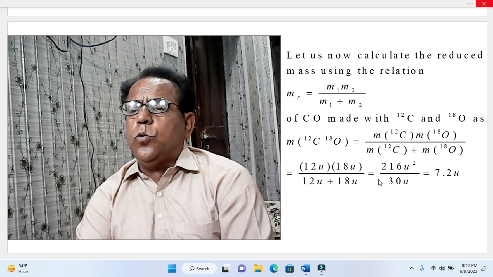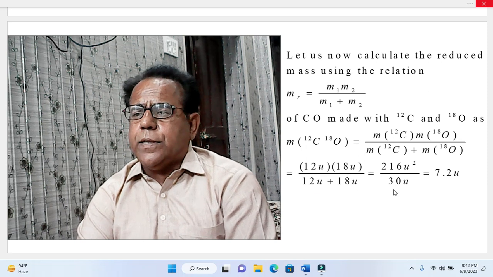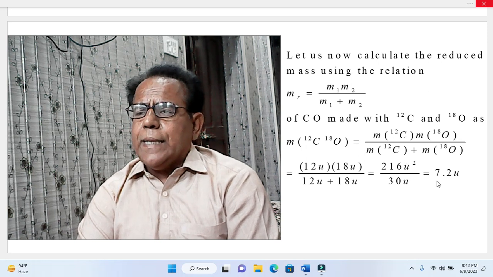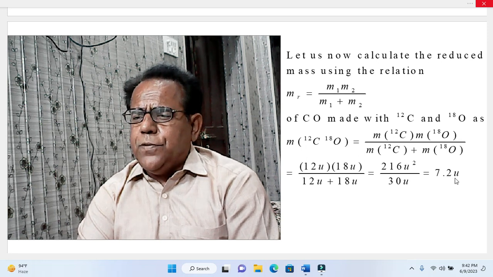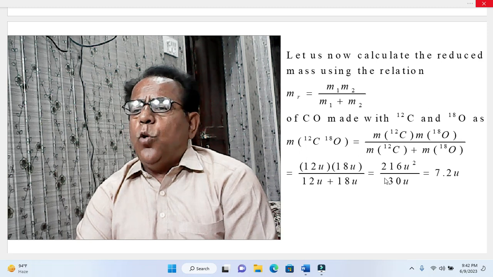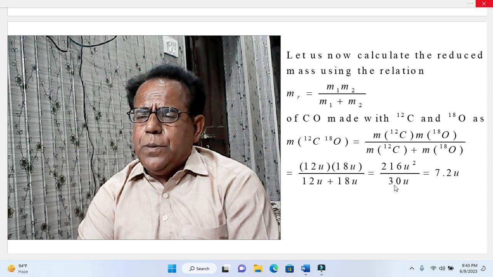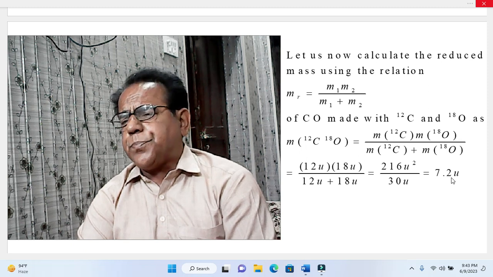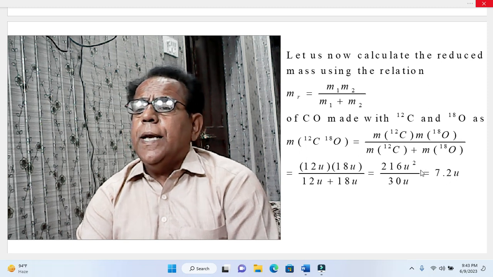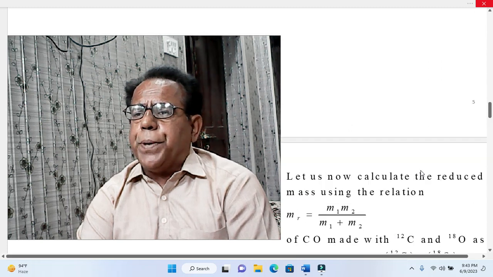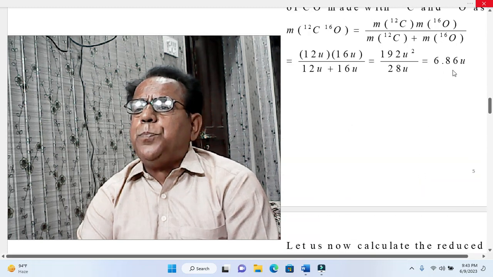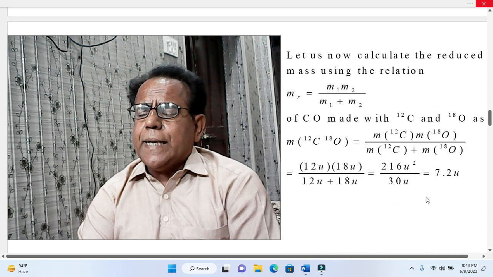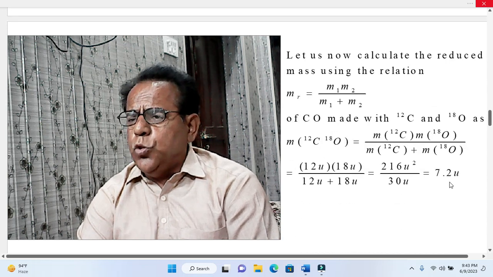This will become equal to 216u square over 30u. One u will be cancelled, and hence we will be left with a single u. Moreover, 216 divided by 30 gives 7.2u. So two resulting values have been obtained. First value is 6.86u and second value is 7.2u.